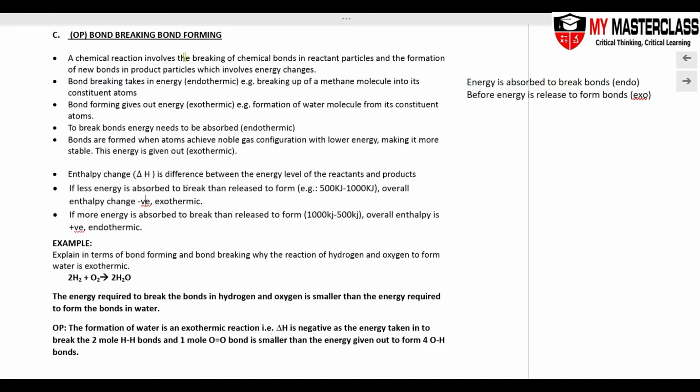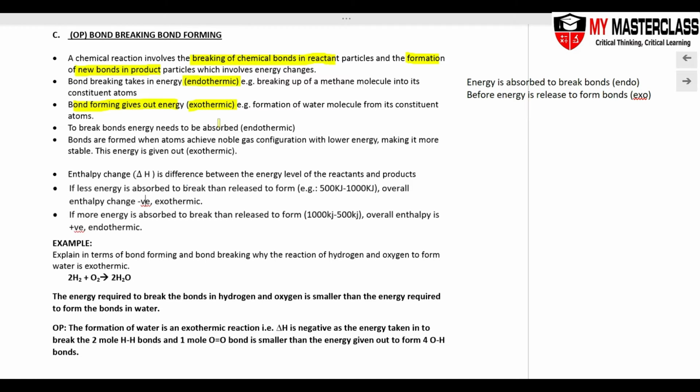Okay, a chemical reaction involves the breaking of chemical bonds in the reactants. So I have to break the reactants' bonds and then form new bonds, or form new products. This involves energy change. Bond breaking takes in energy, is endothermic, right? I have to absorb the energy to break these bonds. And then bond forming gives out energy, and this is exothermic, right?